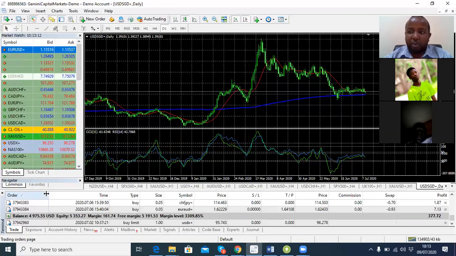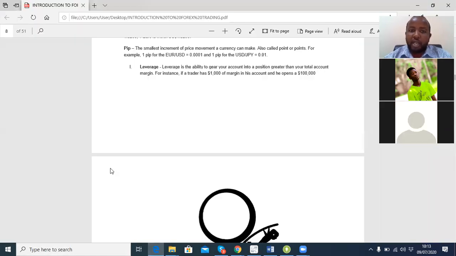So leverage is a double-edged sword. So it's good you use it the right way. So if you have leverage, say 1:500, that means you can trade up to 500 times whatever you're having on your account. But that does not mean you misuse that leverage, because if you misuse that leverage, then that means you might lose all your capital, which is not good. So leverage is the ability to gear up your account.